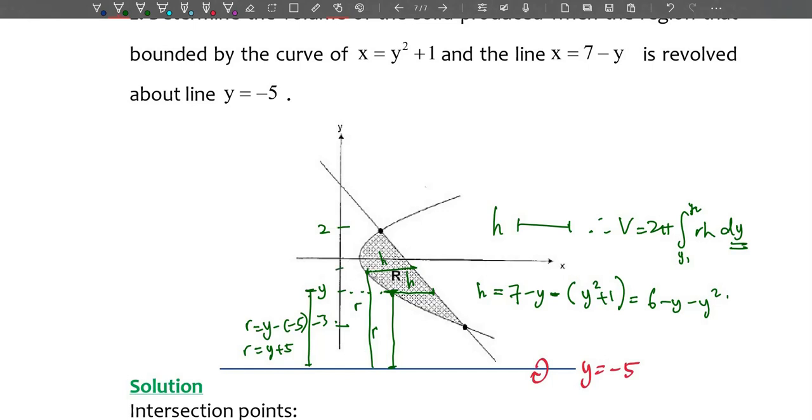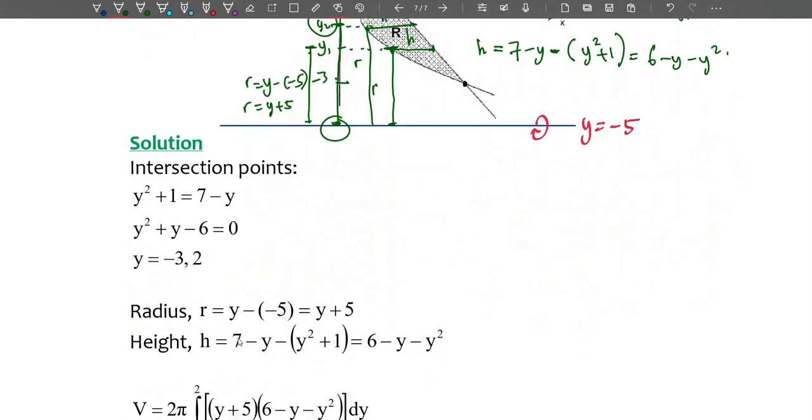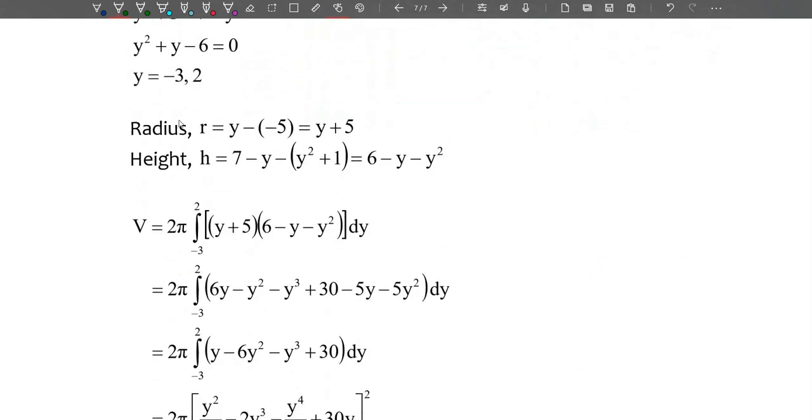For R, let's say this one is y1, this one is y2. That means you still need to find the distance from y2 to the axis of rotation, the line of rotation. How do we find the distance for a vertical line? Top minus bottom. Top is the y minus the line of rotation. As you can see, I've written here the radius R is equal to y minus negative 1, which is y plus 1, and the height is as written here, 6 minus y minus y squared. So next, just plug in all the info that we have into the formula.